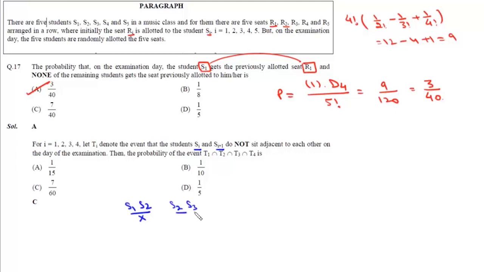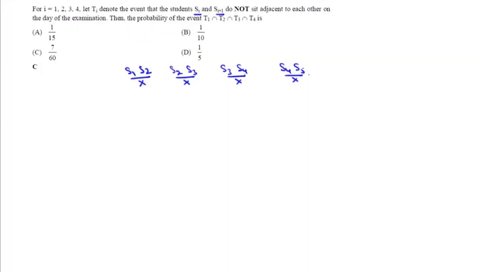S2 and S3, they are not adjacent. S3 and S4, they are not adjacent, and S4 and S5, they are not adjacent to each other. So we need to find the probability of S1 not sitting adjacent to S2, and S2 not sitting adjacent to S3, S3 not adjacent to S4, and S4 not adjacent to S5. Now here we have to consider certain cases.